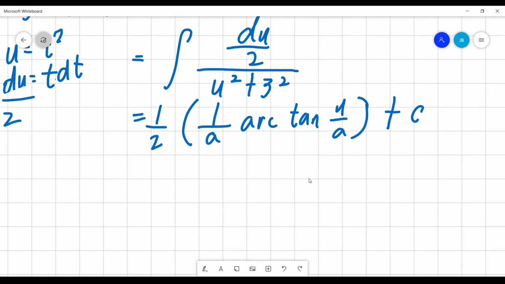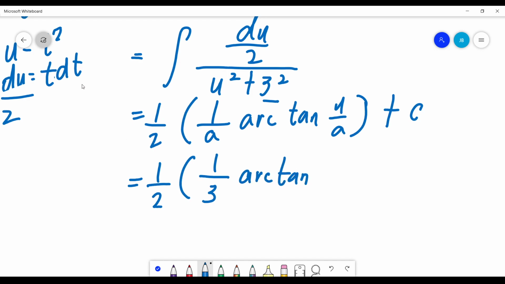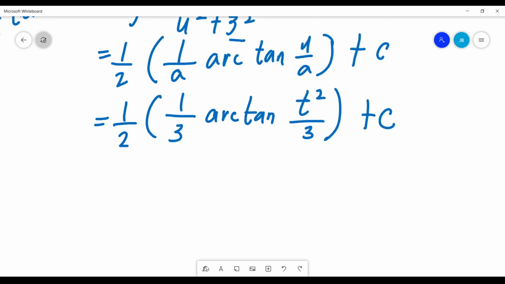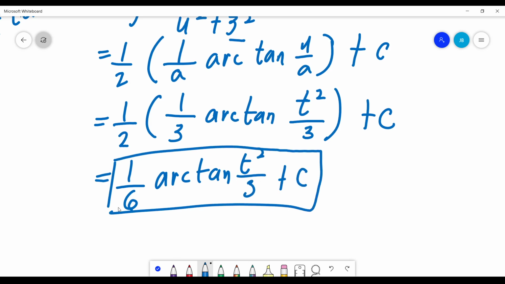Let's change a into 3. So it becomes 1/3 arctan. Your u is t squared here. t squared all over 3 plus c. So it will now be equivalent to 1 over 6 arctan t squared over 3 plus c. Now this is your final answer.